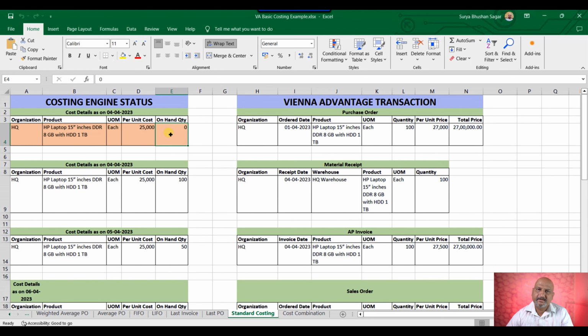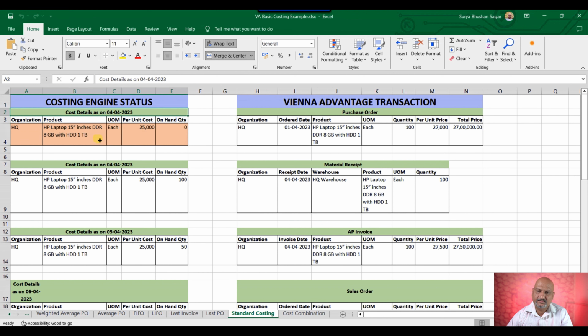You need to create a product and assign that product to this product category. Thereafter, you need to move on to the costing engine, that is the costing info window, select your costing method as standard costing, and give the per unit cost as 25,000 or whatever you want to give. In my example it is going to be 25,000.